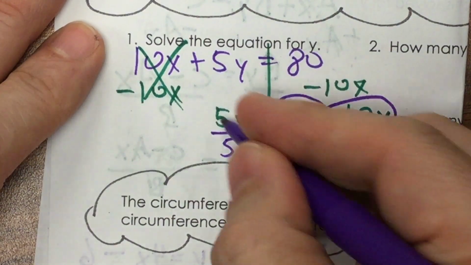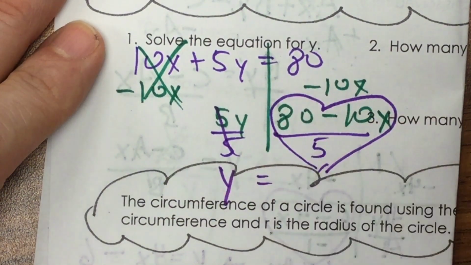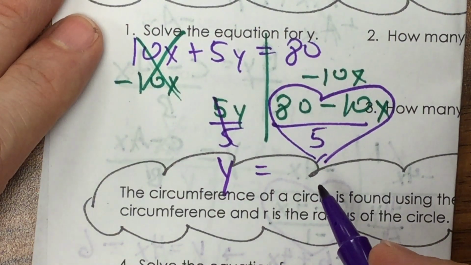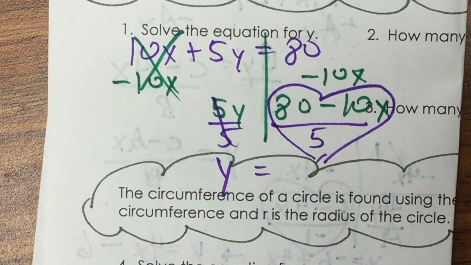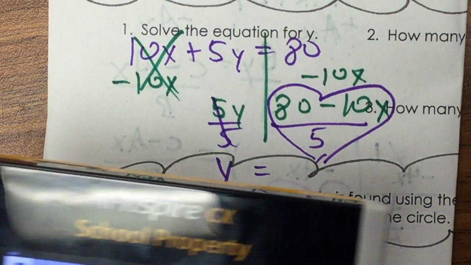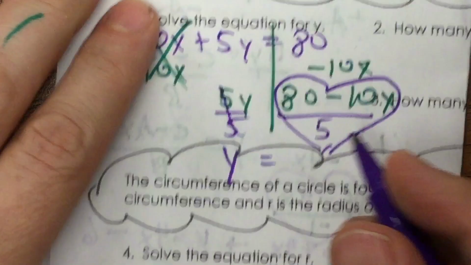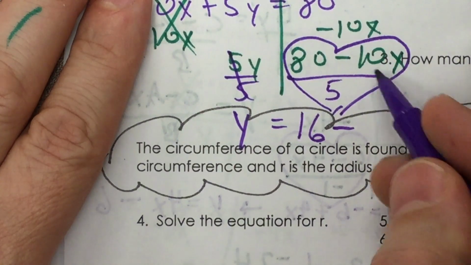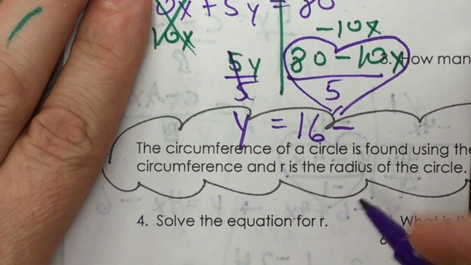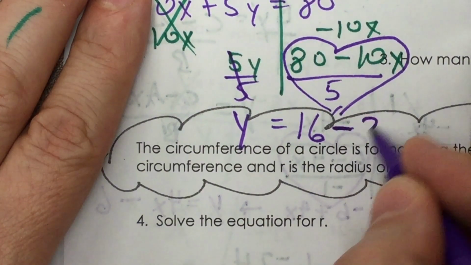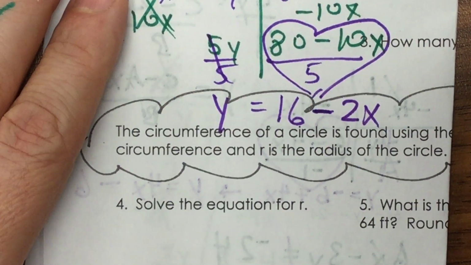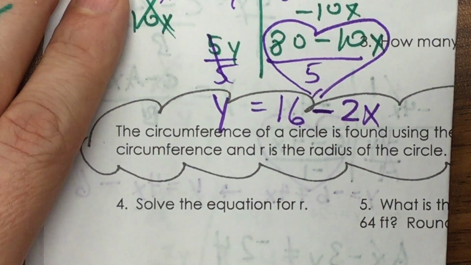This cancels. We have y equals, you do 80 divided by 5, which is 16. Sorry, I didn't have that in my head immediately. Minus 10x, 10 divided by 5 is 2, but it's going to be negative 2x, right? So we solve for y. Let's now use that to answer the question.